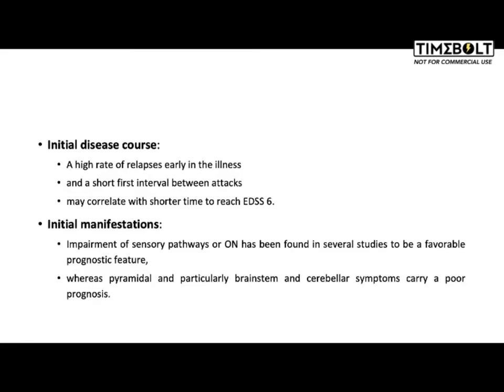A higher rate of relapses early in the disease and a short first interval between attacks lead to a shorter time to reach higher disability, which is measured by the Expanded Disability Status Scale at point 6, where the patient is not able to walk independently. Initial manifestation: if the patient initially has sensory symptoms or optic nerve vision involvement, there is a favorable prognosis. If there is motor weakness, pyramidal tracts are involved, or there is brain stem or cerebellum involvement, then it has a poor prognosis.